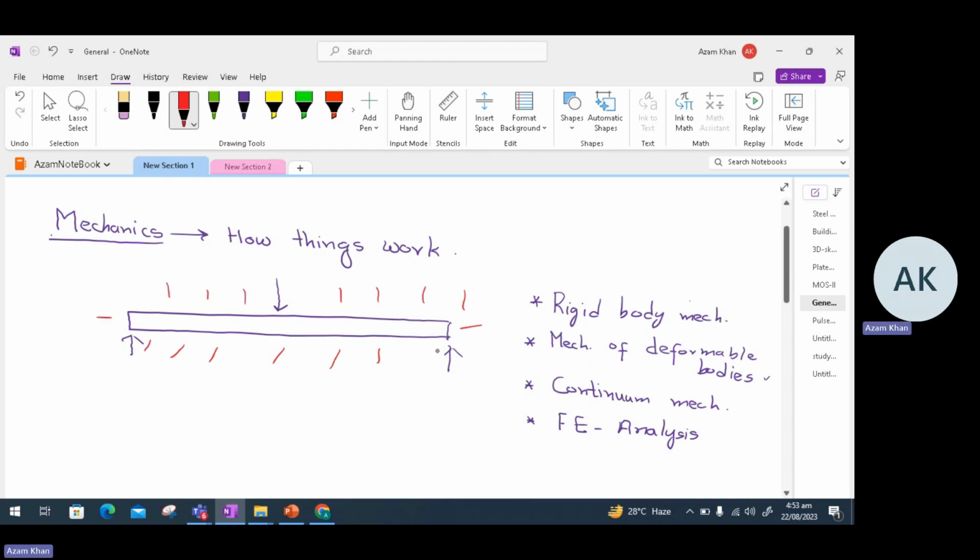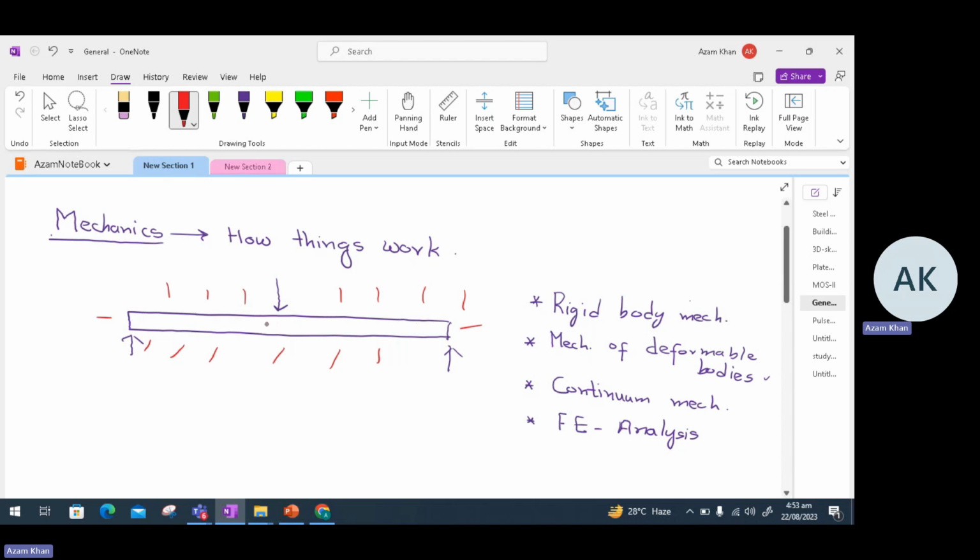So structure analysis deals with something which lies over here, external. The reactions are external, the deformation is external, it lies in this red area. The rotation is external. Mechanics, on the other hand, deals with everything which is inside this blue boundary.